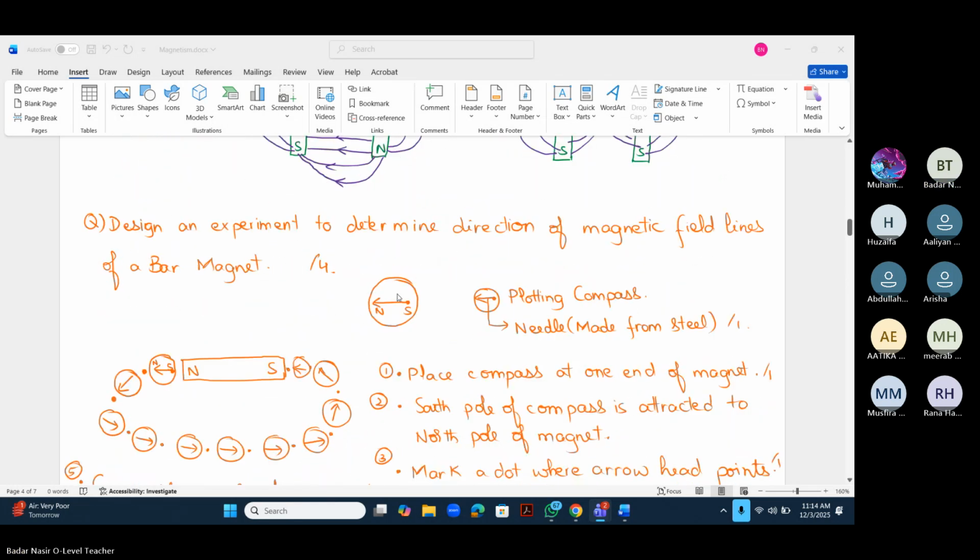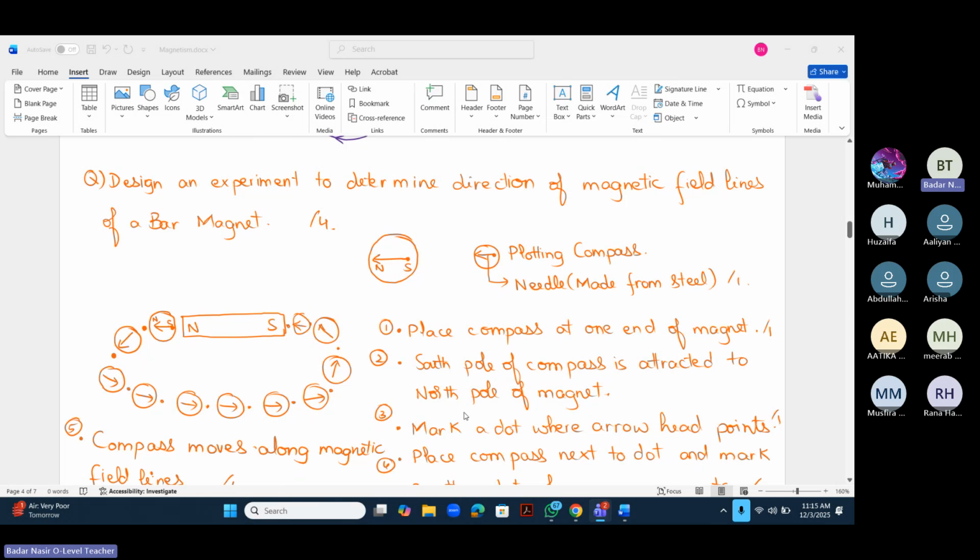Okay, in the exam they will ask you a 4 mark question: design an experiment to determine the direction of magnetic field lines of a bar magnet, and you may draw a diagram. Beta, you must draw the diagram. Okay, so we must make the diagram. In case you skip any of the points, you will still get a mark if you have drawn the correct diagram. So we take this bar magnet, we place a compass next to it.